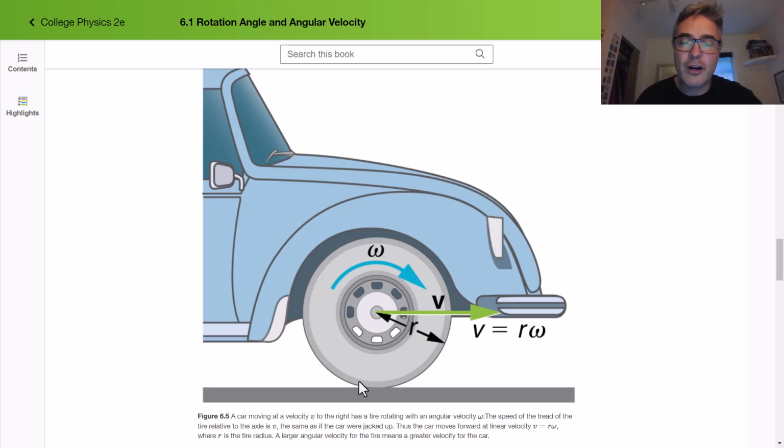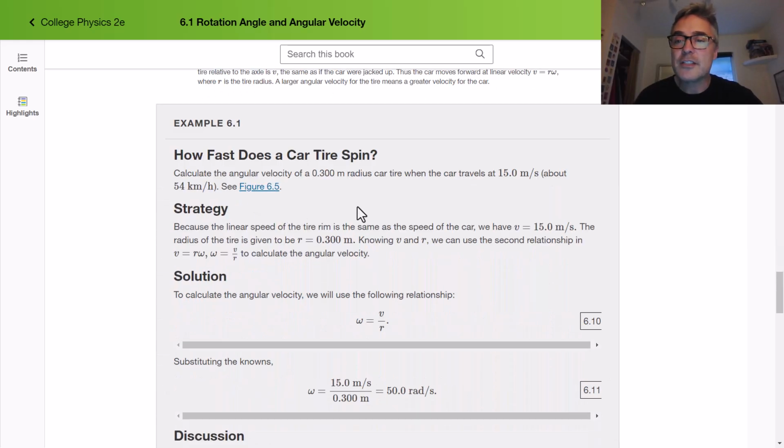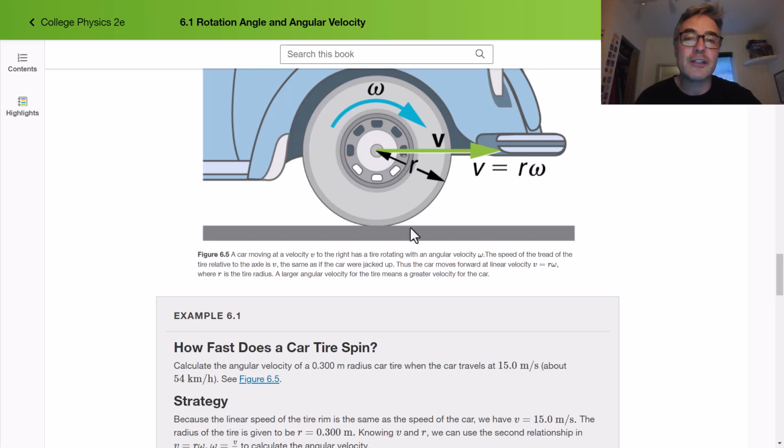And here we have a car. You can imagine the wheel has some angular velocity. The outside of the wheel will have some speed relative to the axle, r times omega, where again omega has to be measured in radians per second for this to work. How fast does the car tire spin? If the car is traveling 15 meters per second, that means the axle is traveling 15 meters per second relative to the road. I think that means the outer edge of this tire is traveling 15 meters per second relative to the axle, so that as it's going backwards here, it's at rest relative to the road.